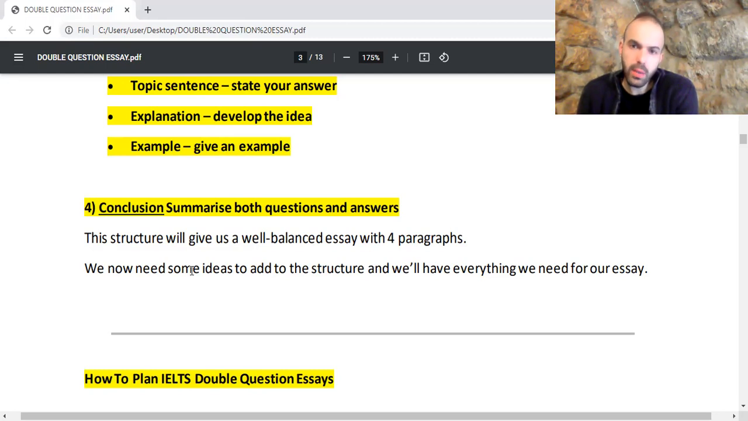If you want to be on the safe side, go back to the introduction and then go back again to the conclusion and just paraphrase what you have already written in the introduction, because the conclusion is really a version copy of the introduction. So the structure will give us a well-balanced essay with 4 paragraphs. We now need some ideas to add to the structure, and we will have everything we need for our essay.